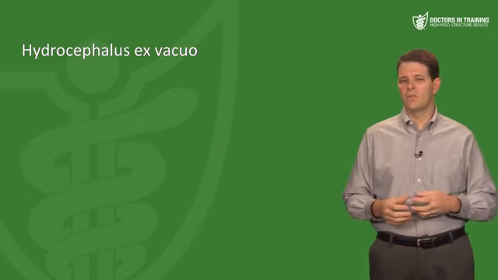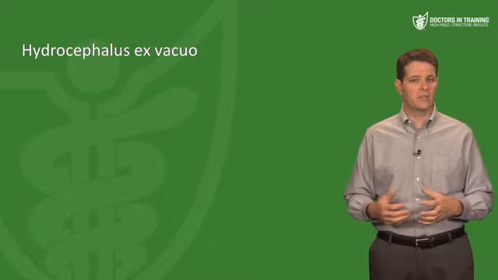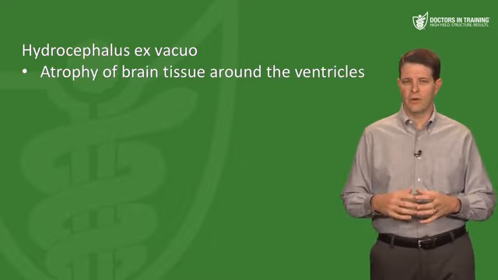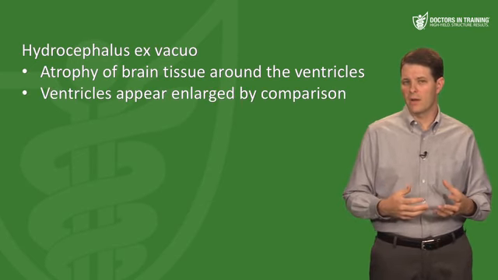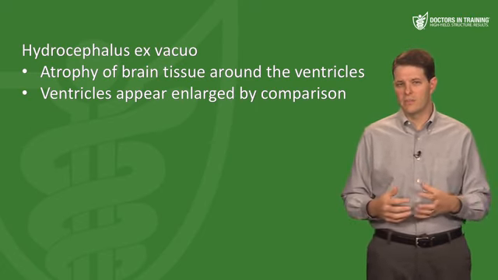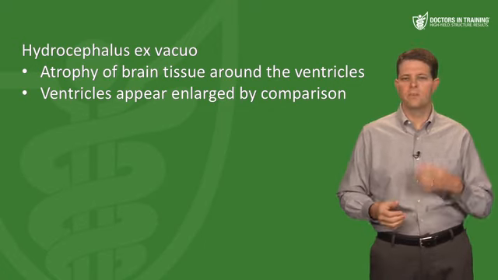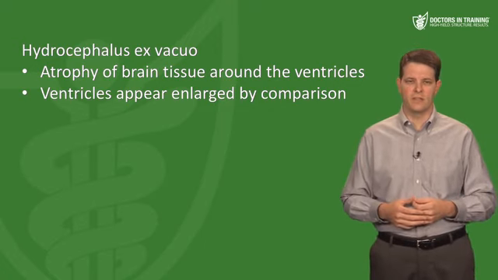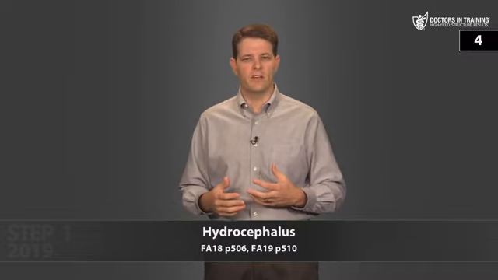There's another pathology that looks like hydrocephalus on CT, which is called hydrocephalus ex vacuo, or sometimes it's called ex vacuo ventriculomegaly. So it looks like there's dilation of the ventricles, but in fact the ventricles are not dilated. It's just that the brain tissue around the ventricles has atrophied, so the ventricles appear enlarged by comparison. That's why it's called ex vacuo. There's sort of a vacuum that gives the appearance of hydrocephalus. The main place you're going to see atrophy of the brain tissue is in dementia patients, like patients with Alzheimer's disease.